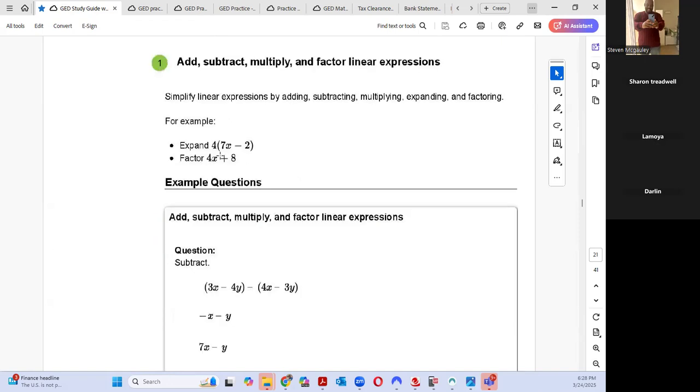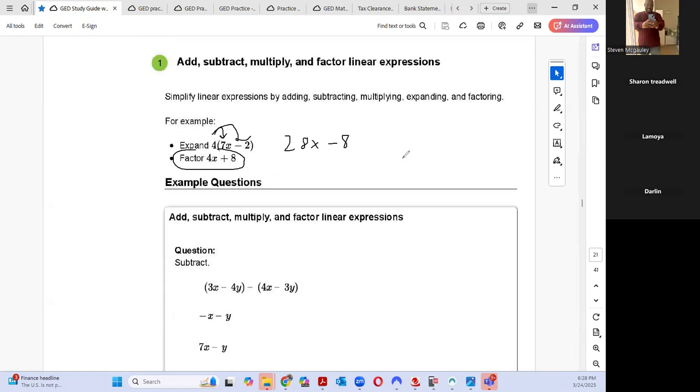Okay, all right. So similar problems. See this problem? Expand 4 times 7x minus 2. The first one is distributive property. That's 28x, and 4 times 2 is a minus 8. Factor 4x plus 8. What is the greatest common factor between 4 and 8? The greatest common factor is 4, isn't it? Oh, you said factor, not multiple.